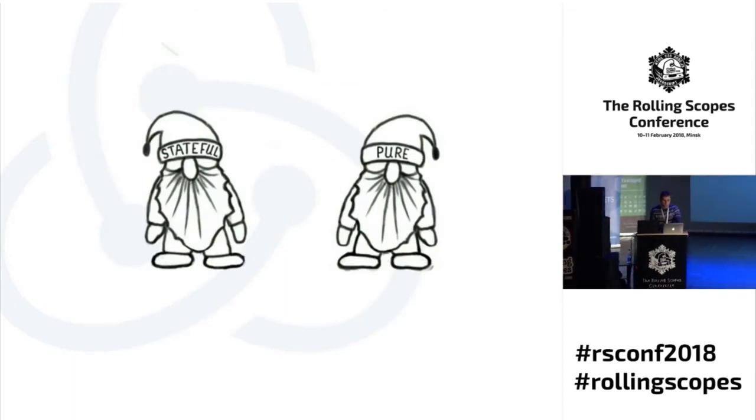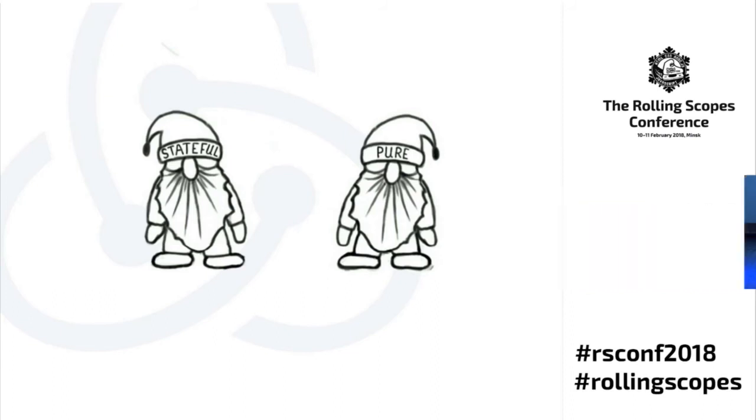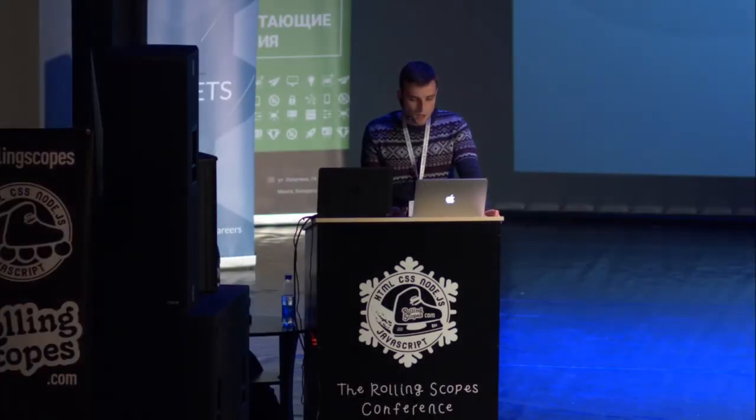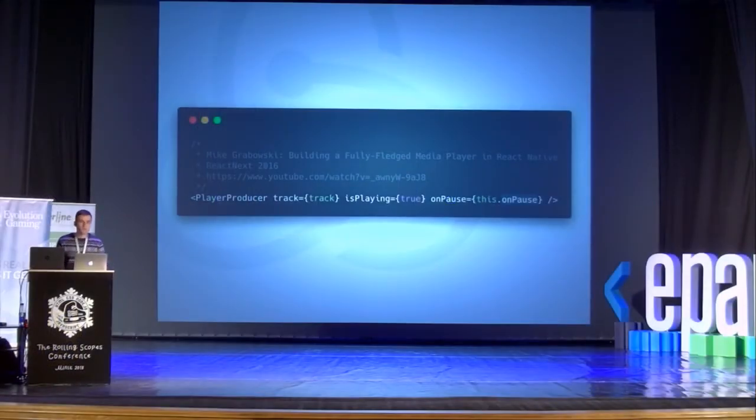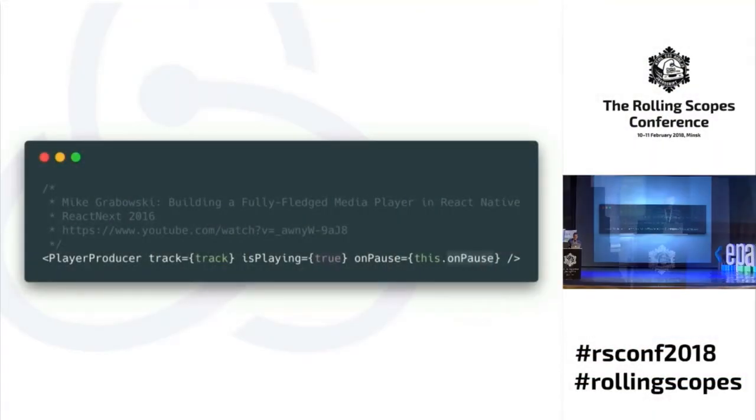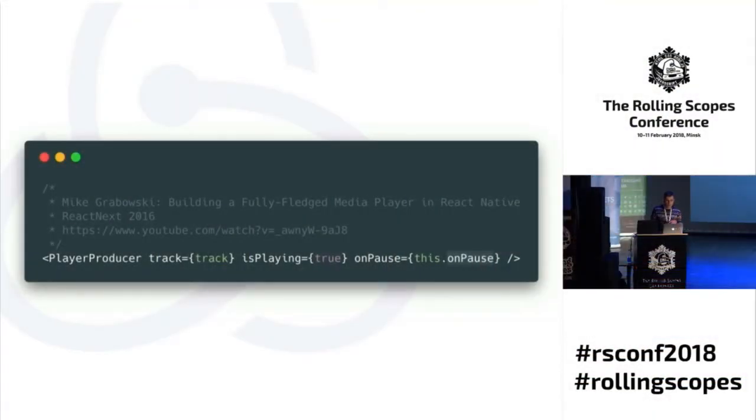For example, presentational components are concerned with how things look, and container components are concerned with how things work. With time, you can discover more types of components, like Mike Grabowski did with producers. Producers render nothing, and a set state call from the parent container causes a side effect created by the producer, for example in lifecycle methods like componentDidUpdate. And the producer calls the native manager, telling it what exactly happened in our UI.